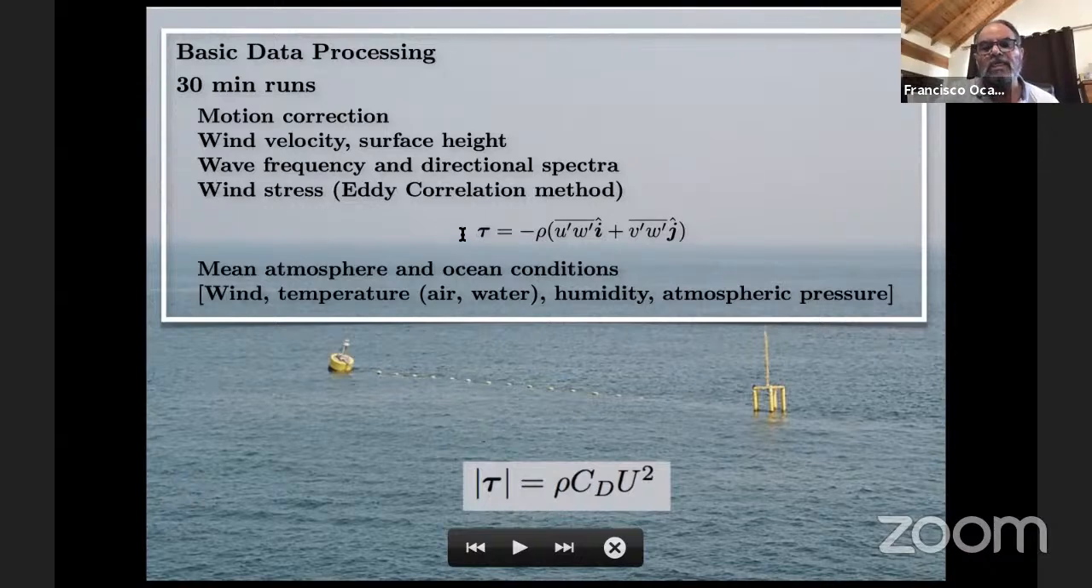The direct way to estimate the wind stress is this particular formula, which relies on the correlation of the turbulent components of wind, U prime W prime, and V prime W prime. But as I mentioned earlier, the surface stress can also be estimated by the bulk formula, just with the mean wind speed squared and imposing a drag coefficient. So we estimate this directly and calculate this indirectly. We can have a look at the drag coefficient and try to study the process.